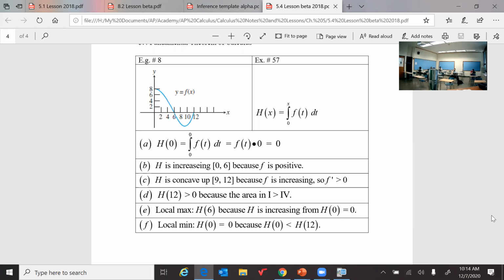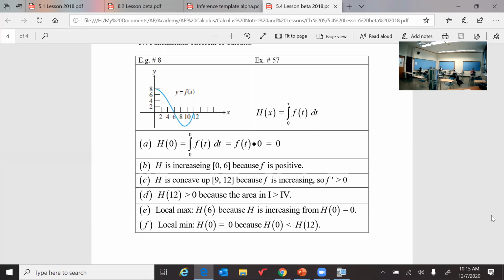Is H of 12 positive or negative? H of 0 is 0, and this area in quadrant 1 is greater than that area in quadrant 2. Or quadrant 2, not 2. This area 1 is bigger than the area 4. So H of 12 will be positive. The local max occurs at 6, because it's increasing from 0 to get to 6.